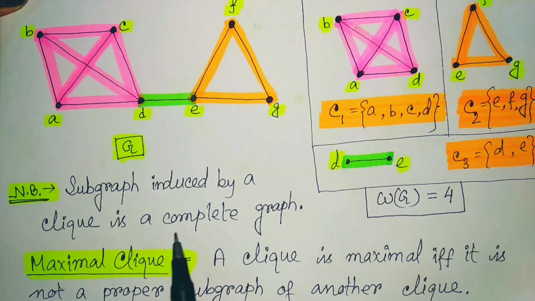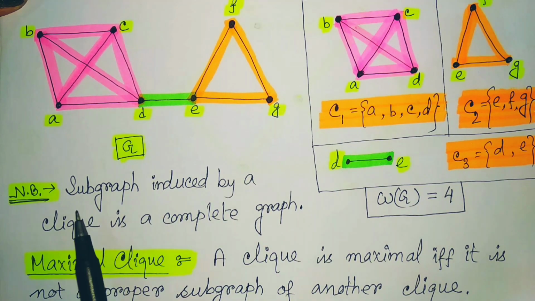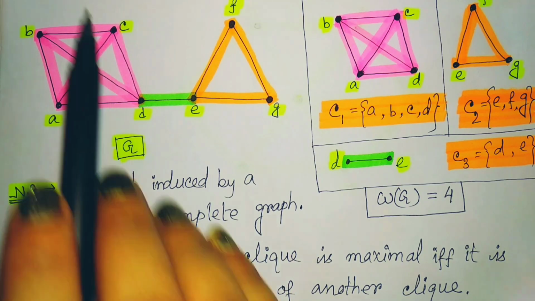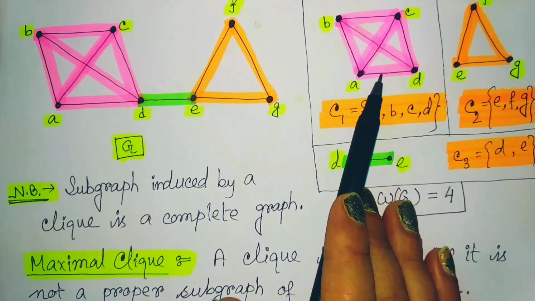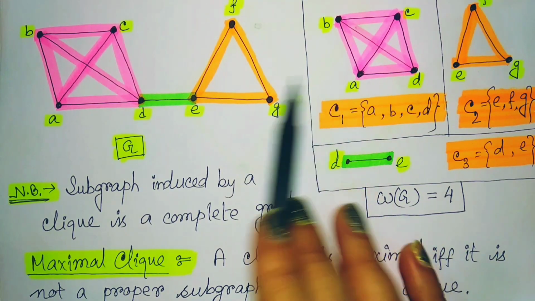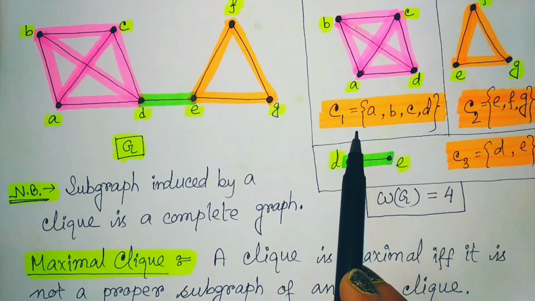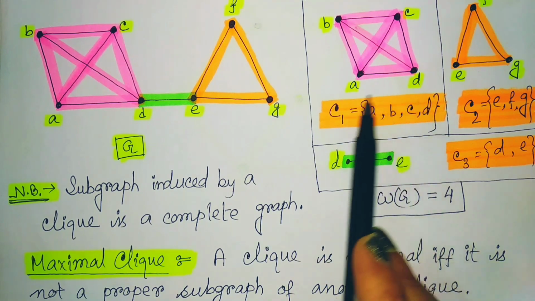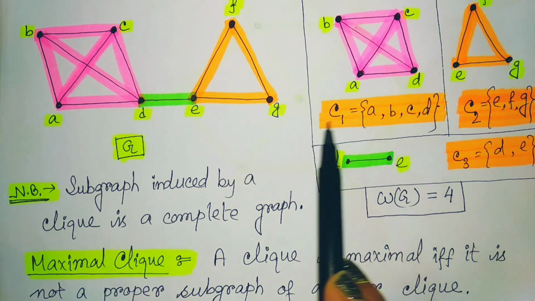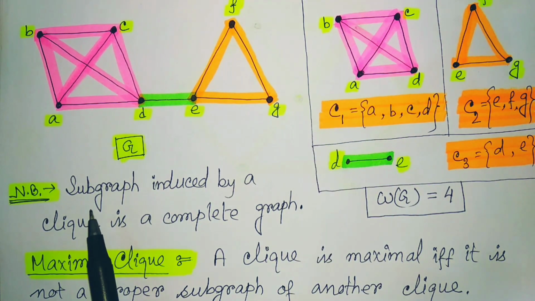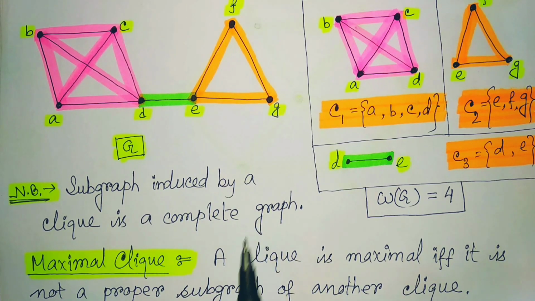We know what an induced subgraph is. So the subgraph induced by a clique is a complete graph. For any given graph, whatever cliques are there, these are complete graphs. In fact, in any clique all the vertices are adjacent to each other. Hence, it is a complete graph. So we can say the subgraph induced by a clique is a complete graph.